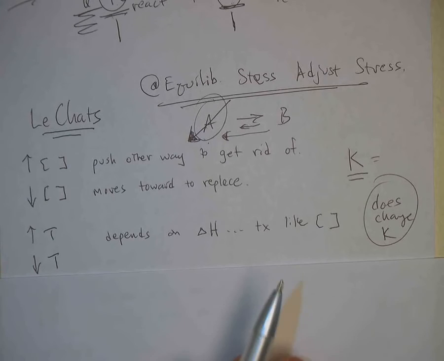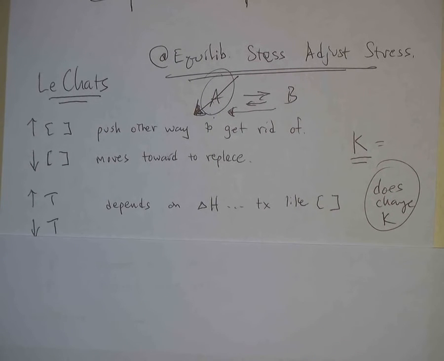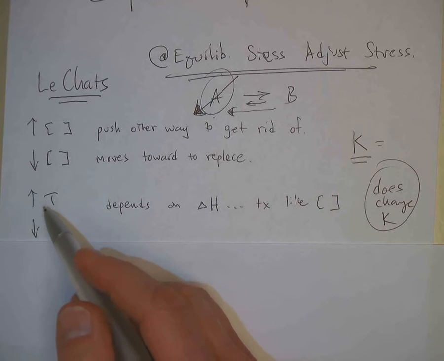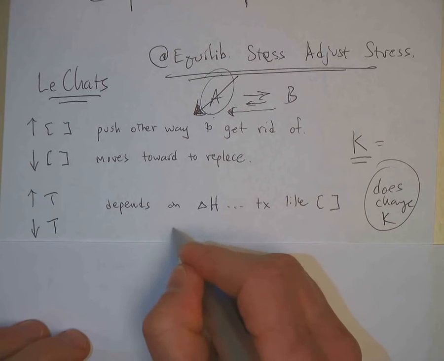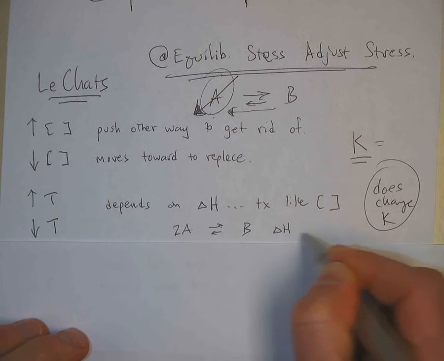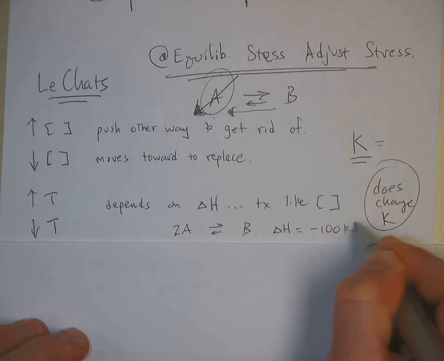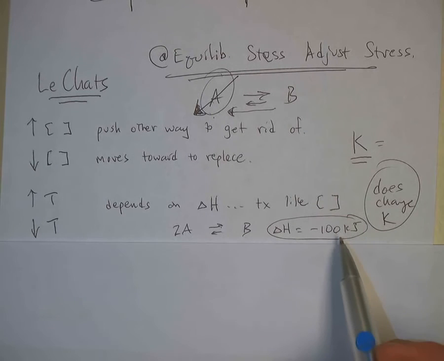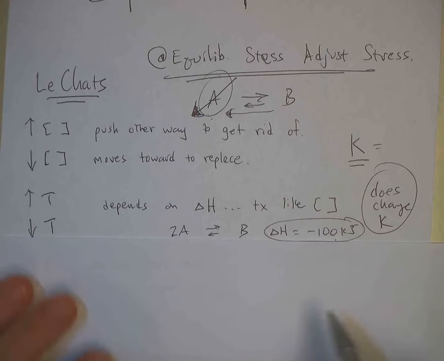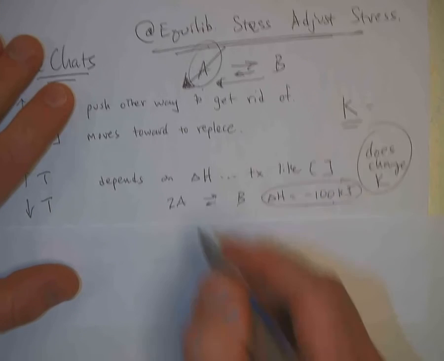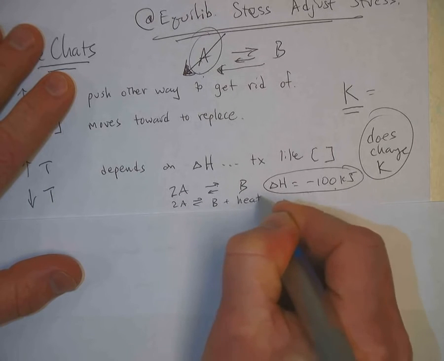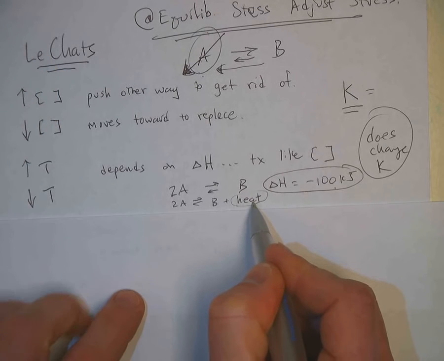Temperature, when you change that, depends on the enthalpy of the reaction. And always treat temperature change like a product or a reactant. So for example, in this reaction, let's choose 2A goes to B, and let's say we have a delta H equaling negative 100 kilojoules. I would treat delta H as a product because it is an exothermic reaction and heat is given off. And so technically I should write this reaction as 2A goes to B plus heat. And I would write heat as a product.